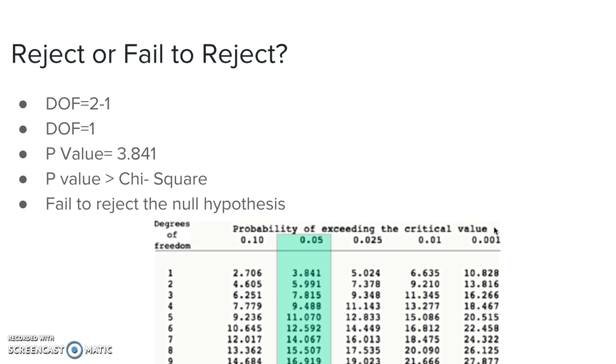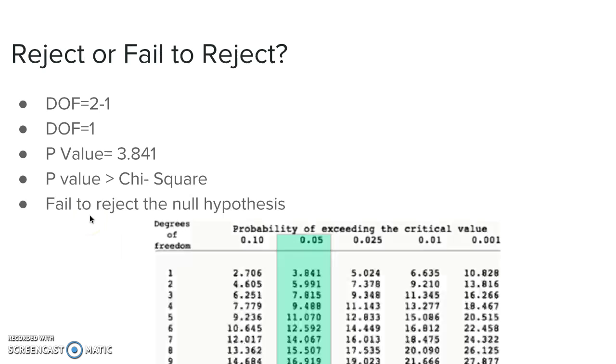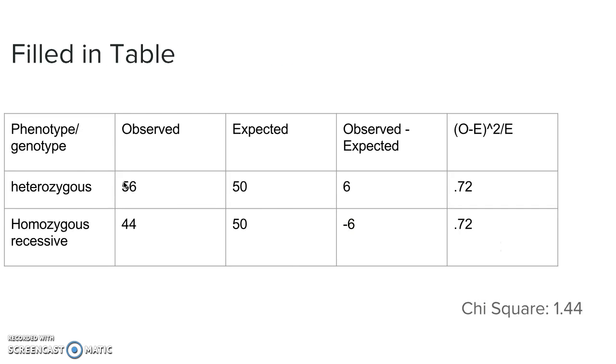So for reject or fail to reject. Since there are only 2 options to pick from, our degrees of freedom is 2 minus 1, and that equals 1 degree of freedom. As before, we go on the chart to 1 degree of freedom and 0.05, and it's going to be 3.841. And since that critical value is greater than chi-square, because chi-square is only 1.44, we fail to reject.